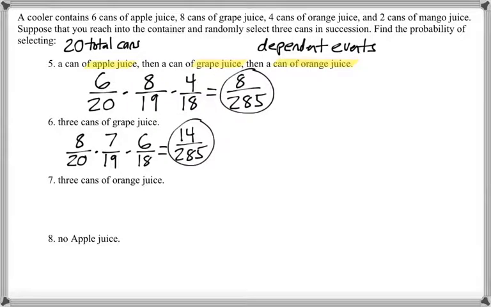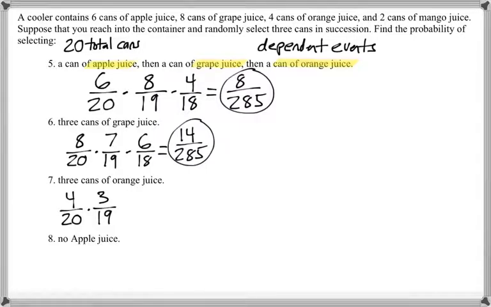Number 7 says 3 cans of orange juice. So there are 4 out of 20 cans that are orange juice. And then if we select the first one as orange juice, for the second can, there are 3 cans of orange juice left out of 19 total cans.